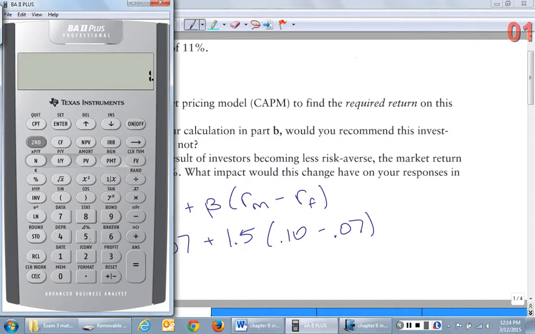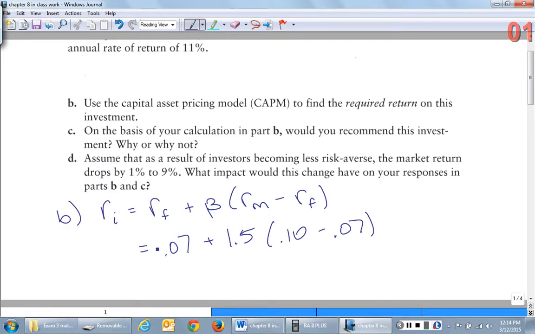So 1.5 times 3%, times 0.03 equals, and then we add to that the risk-free rate of return of 7% to give us 11.5%. This asset has a required return of 11.5%.